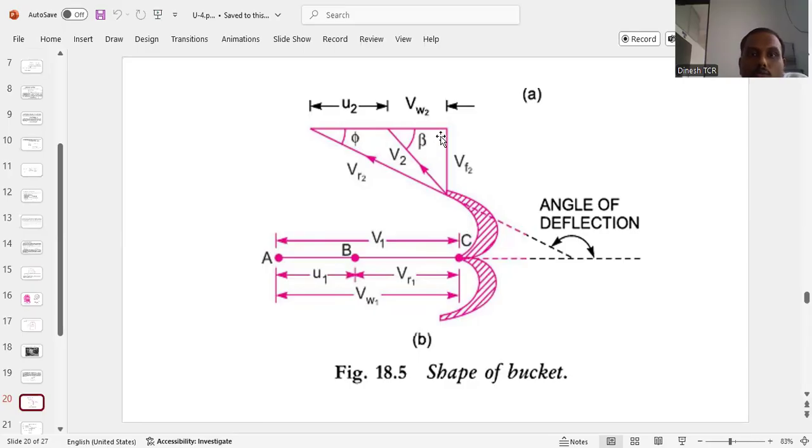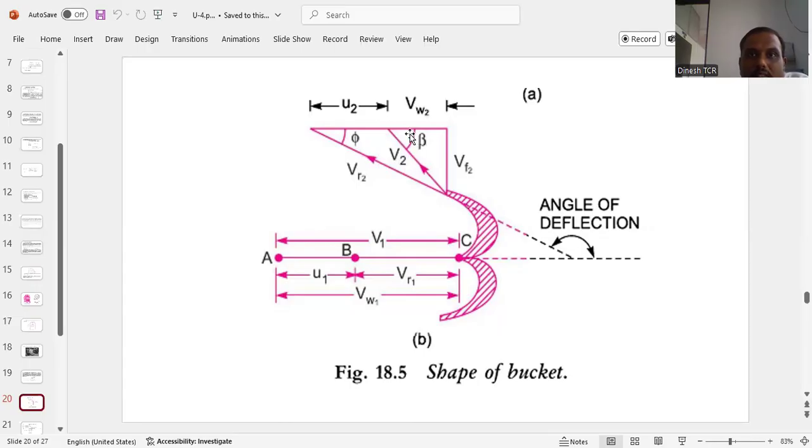Whereas when you consider the outlet velocity triangle, here you can see the angle of deflection. The angle of deflection is denoted by phi. So the angle with which the blade gets deflected when the water strikes the Pelton wheel. So it is making an angle of phi. The relative velocity is VR2. The absolute velocity, which is the water striking the blade, comes out with the velocity of V2.